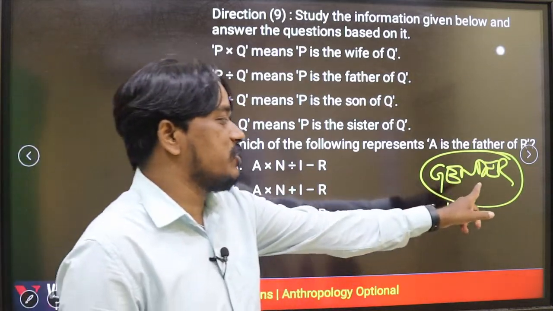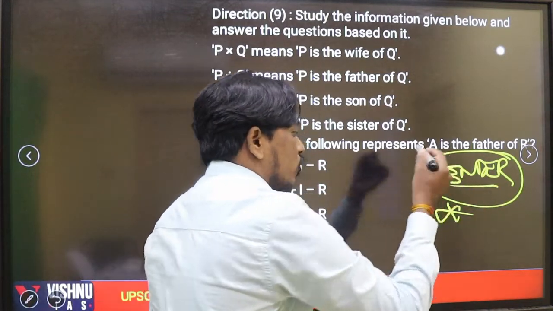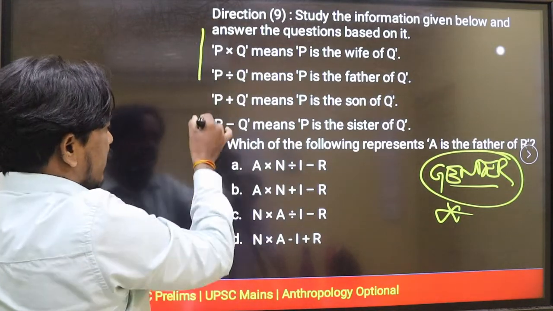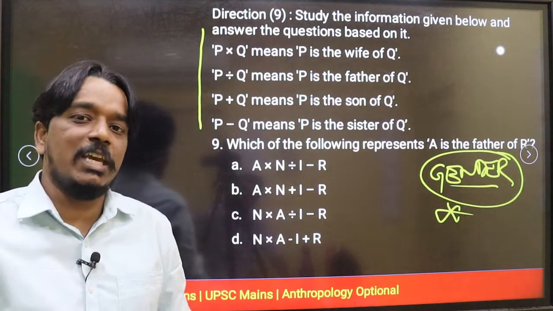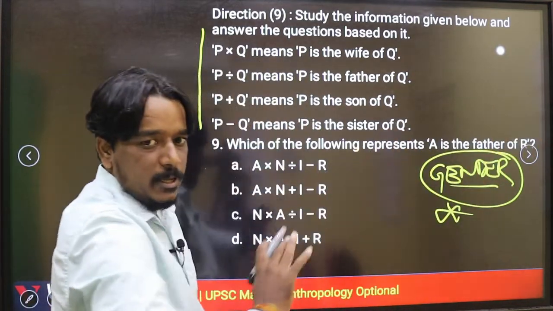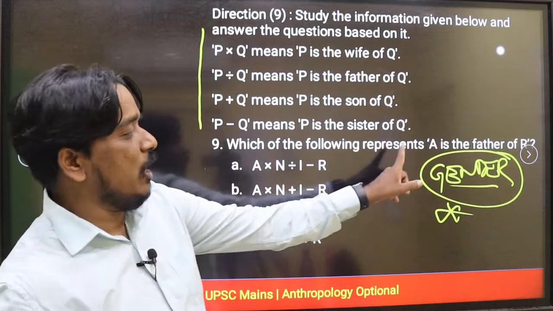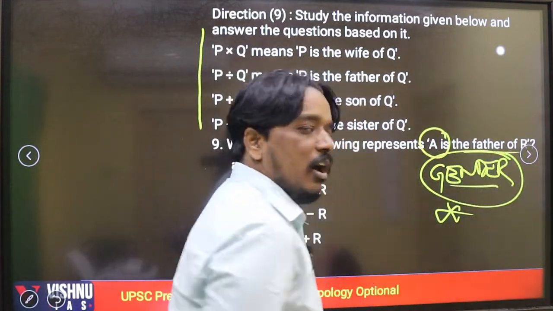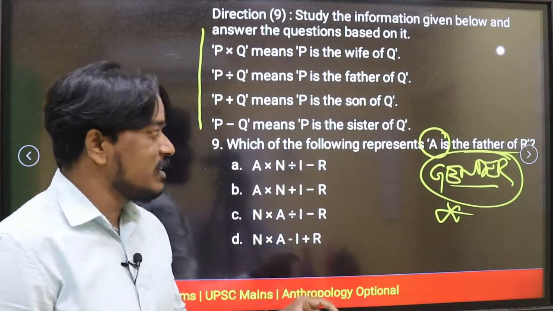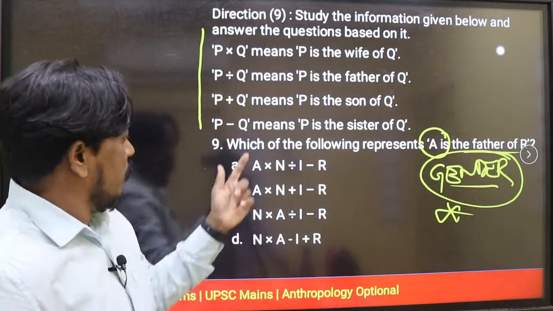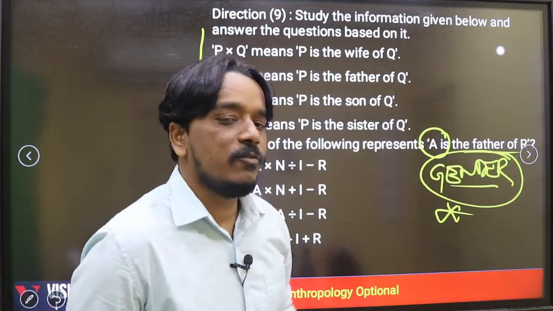Always first we have to apply the gender technique, but when we have to apply it, let's understand the given data. All these are the codes. They can give any code, but directly observe the question. What is the question? Which of the following represents A is a father of R? In which of the options is A a father of R? That is what you have to find out.